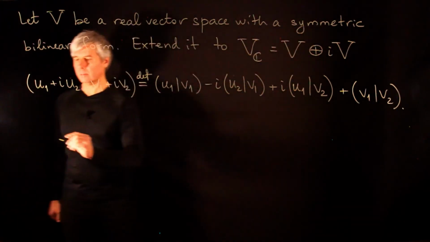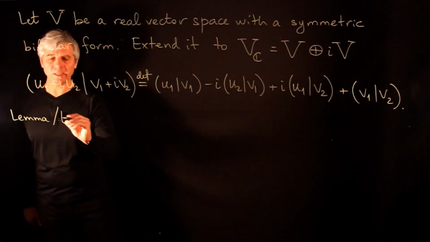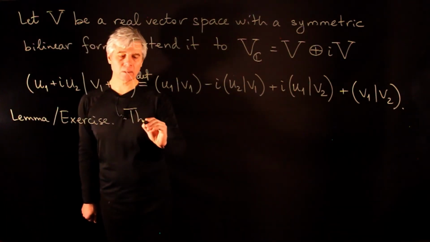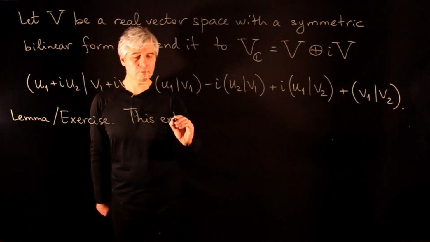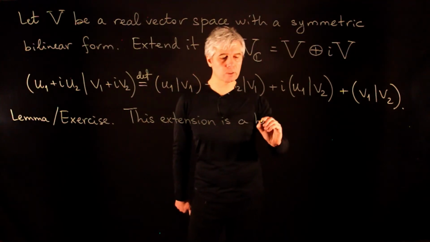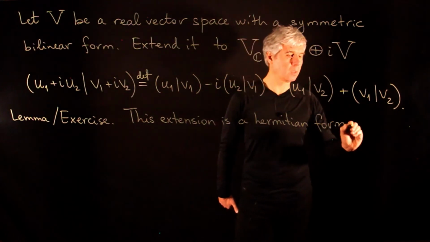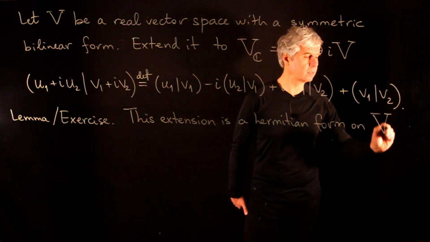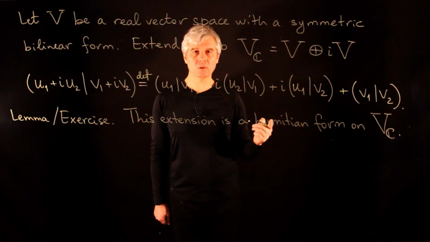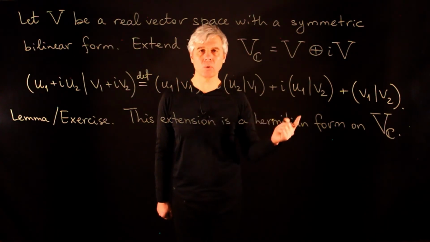And now we have a lemma that I leave to you as an exercise. This extension is a hermitian form on VC. And the verification of this is straightforward. One has to check that all 5 axioms of the hermitian form will hold.